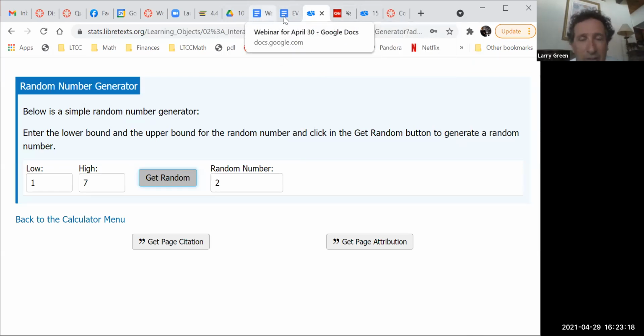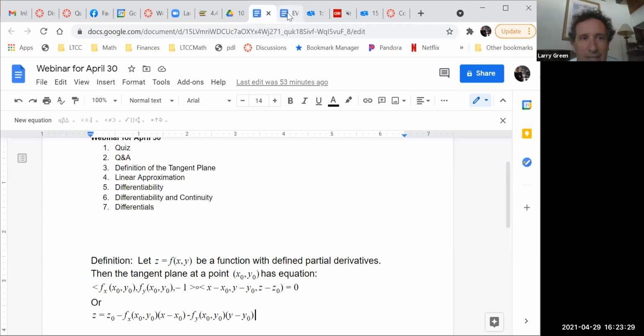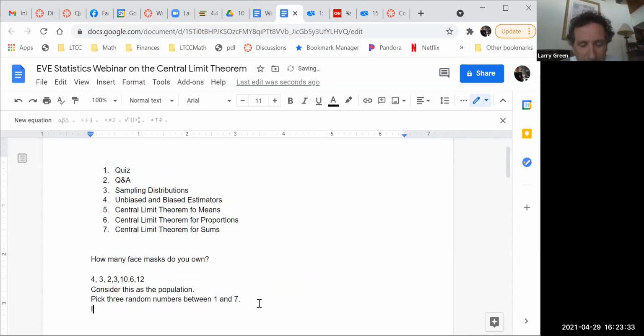I'm going to show you my example, but I want you to do an example too. You could use my random number generator if you want. So what I picked was 2, 4, 5. And in particular, the second number was a 3, the fourth number was a 3, and the fifth number was a 10. So this is my sample. Any questions on what I just did? Because I got the second number, the fourth number, and the fifth number, and that was 3, 3, and 10.